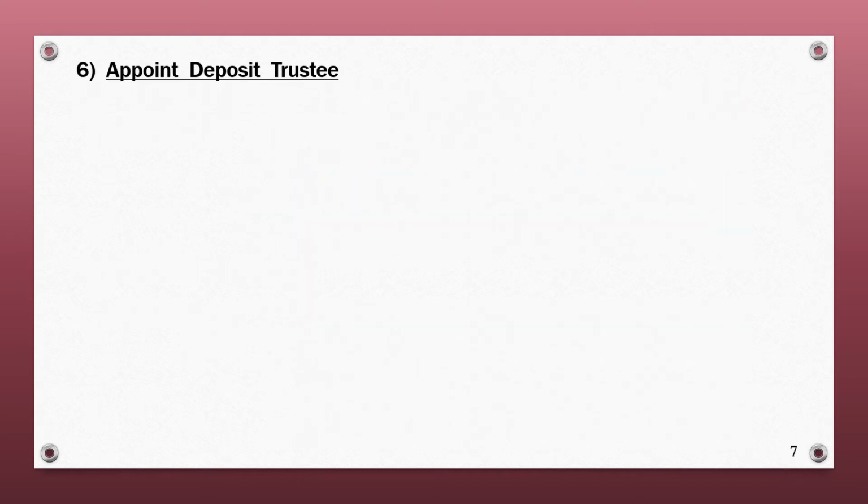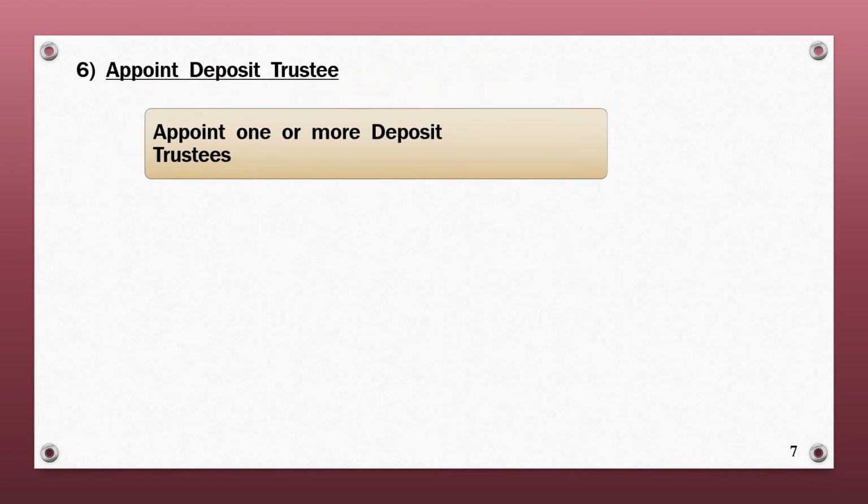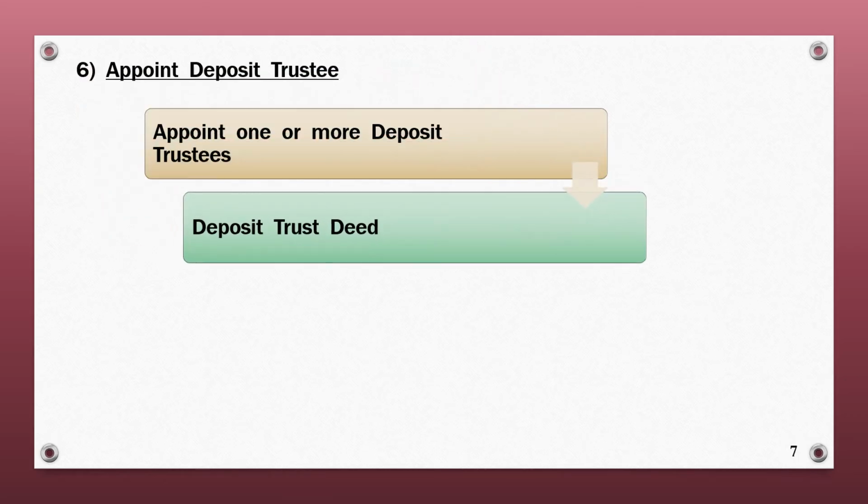The next step involves appointment of a deposit trustee. We have already learned that while issuing secured deposits, eligible public companies have to appoint one or more deposit trustees as they protect the interest of depositors in case a company makes default in repaying the depositors. Further, the company signs a contract with the deposit trustee which is called the deposit trust deed.